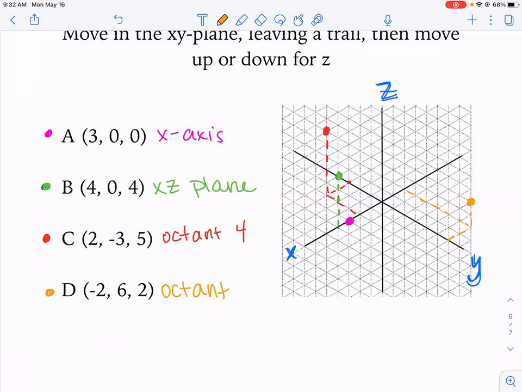Hank, what octant is this in? I agree. This is an octant 2. Octant 1 is where everything's positive, and then we go back 1. That's octant 2.